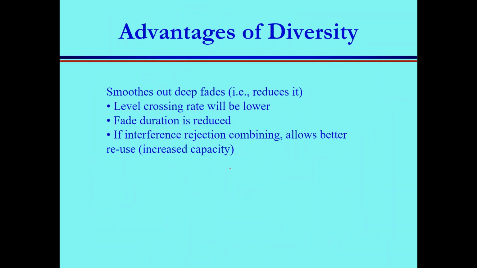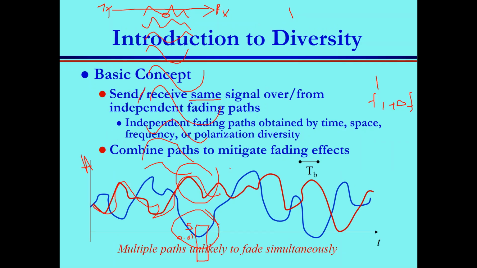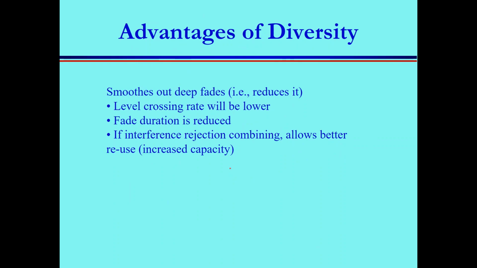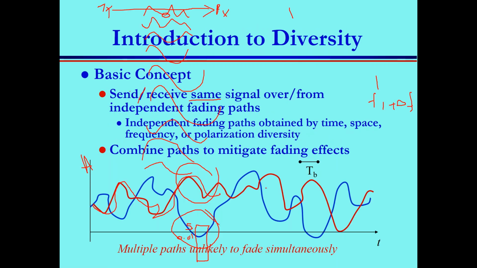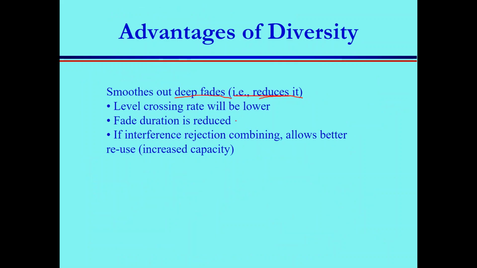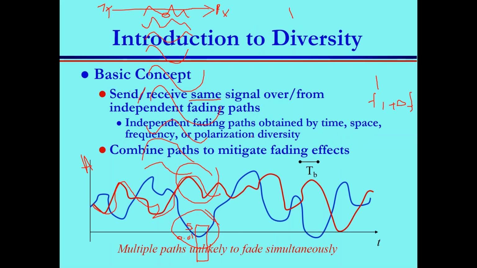So with this explanation, we can now understand the advantages and merits of diversity. Smoothes out deep fades, means reduces it. Did you understand how? If I ask you how, you understand the concept, how it reduces it. Level crossing rate will be lower. What does level crossing rate mean?